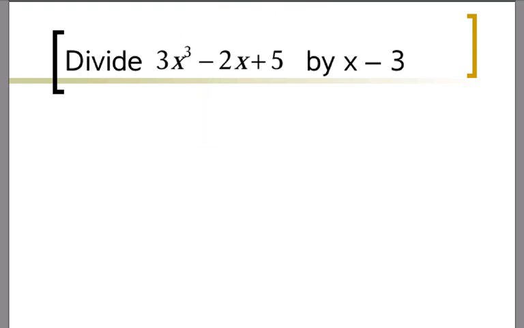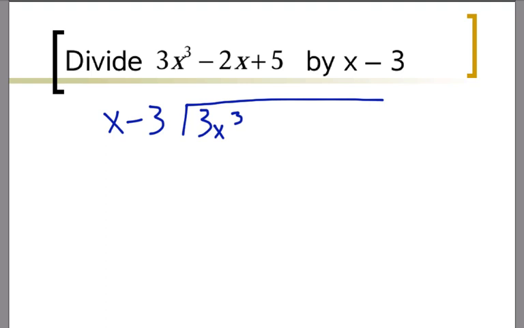So now let's go ahead and rewrite our problem. The x minus 3 should go on the outside, and we have 3x to the third, and then we're going to add in our plus 0x squared. Again, that's the new thing I'm adding in, and then minus 2x plus 5. So now we start doing our long division just like we did on the last example.